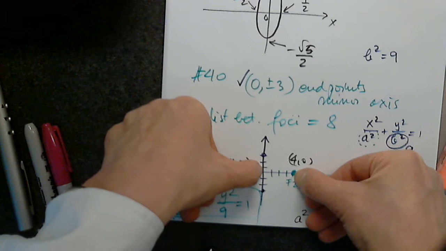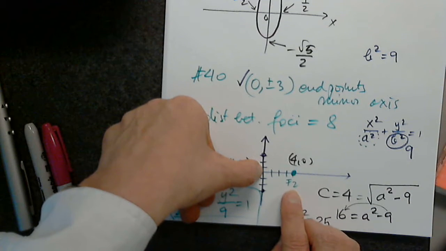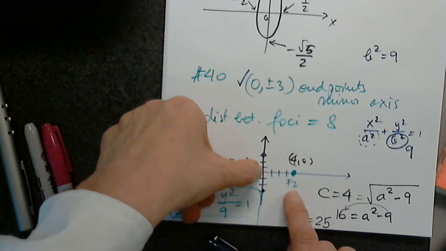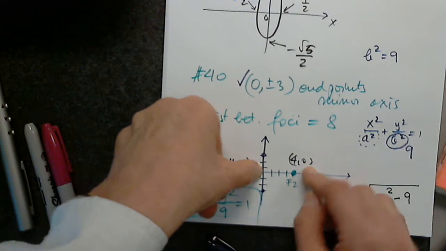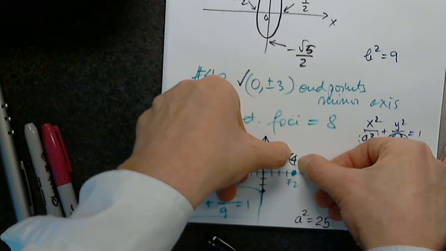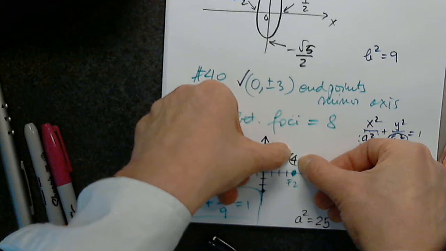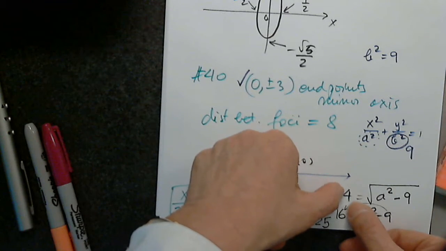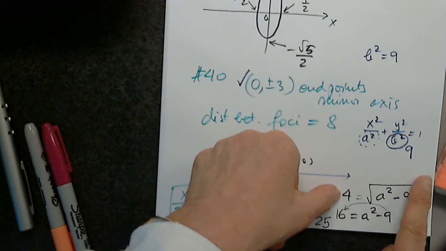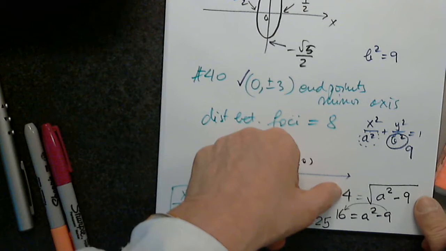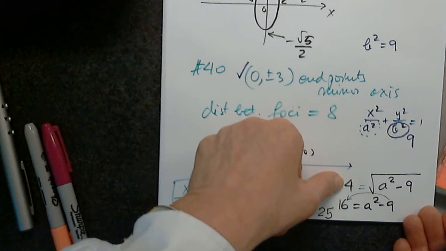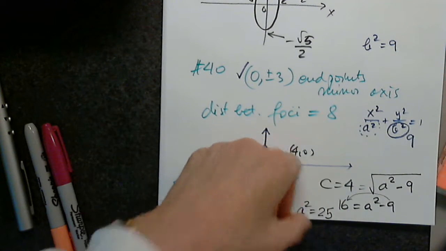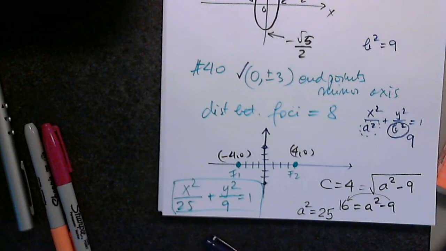Right. So if this is 4, then the coordinates for focus 2 are (4, 0). But this is c. And c equals the square root of a squared minus b squared. I created an equation and squared both sides. So it's 16 plus 9, and I get 25 for a squared.